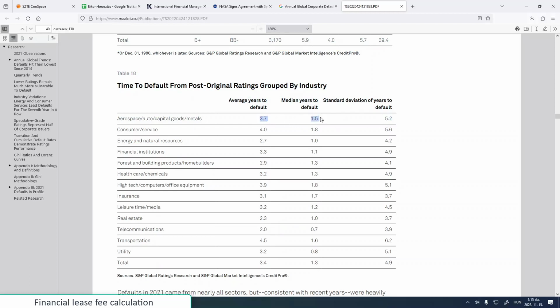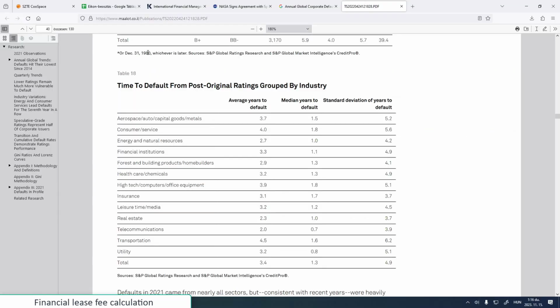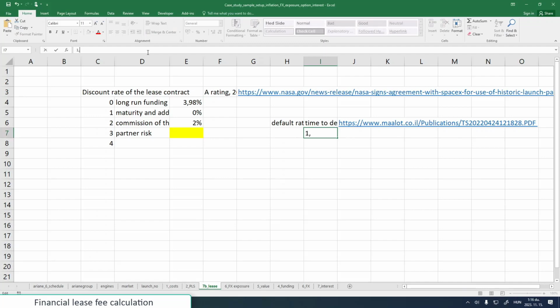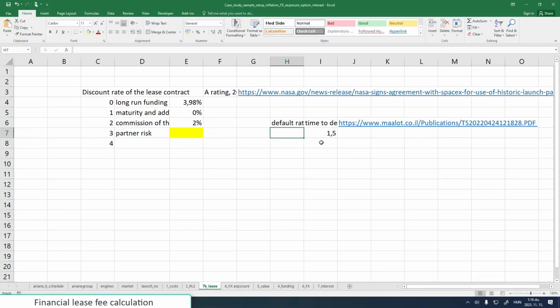So which one should we use? In this case the smaller one, because this is the more conservative approach. This provides the highest number at the end of the day, so time to default. You can go down within 1.5 a year. Usually they are surviving longer, but okay. Let's see what happens if we are using the average.